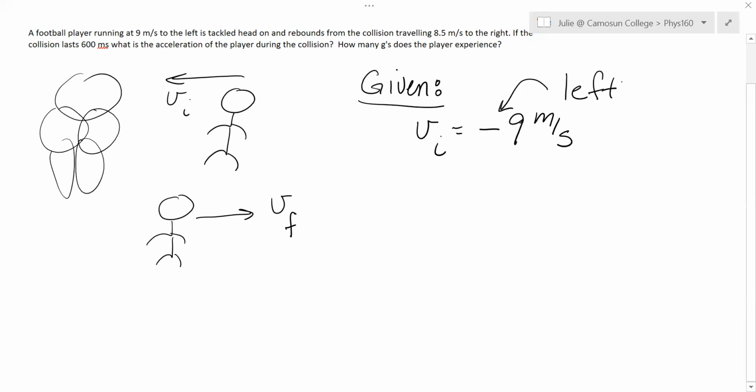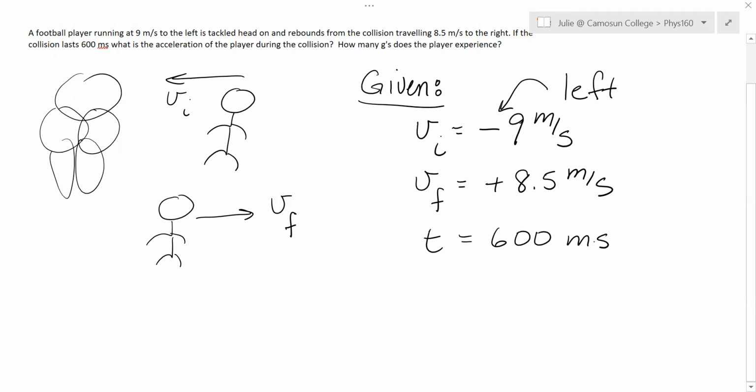Any velocity left is negative, velocity right is positive, velocity up is positive, velocity down is negative. But here it's going left and right. Rebounds traveling to the right, so the final velocity would be plus 8.5. Don't forget the units when you write these numbers down. And then it says this collision lasts 600 milliseconds. So that's T, 600 milliseconds. Okay, that's the next step.